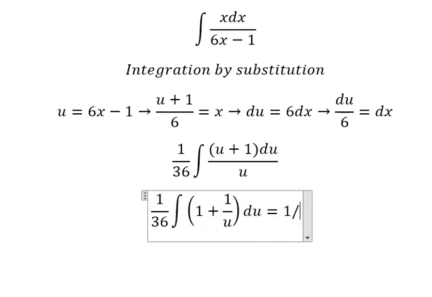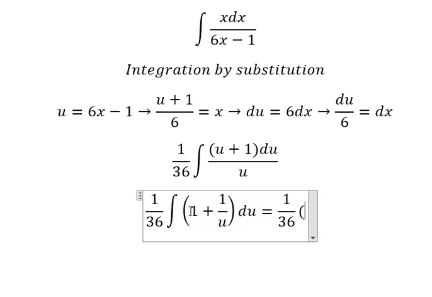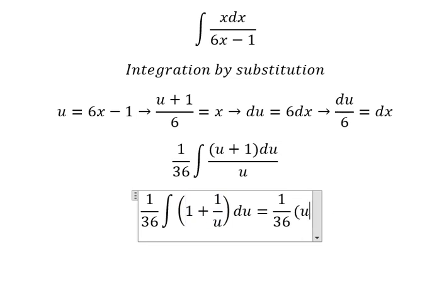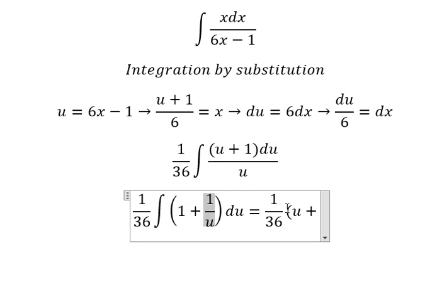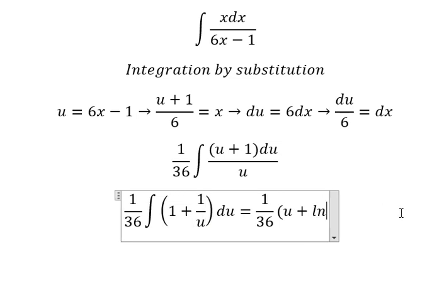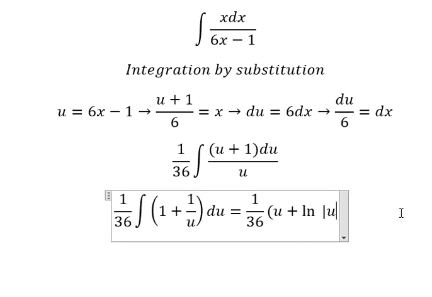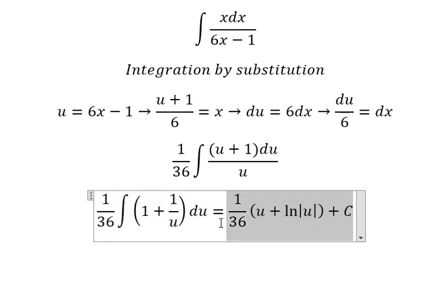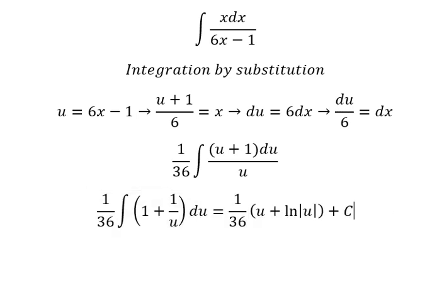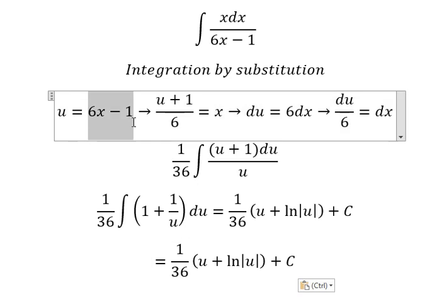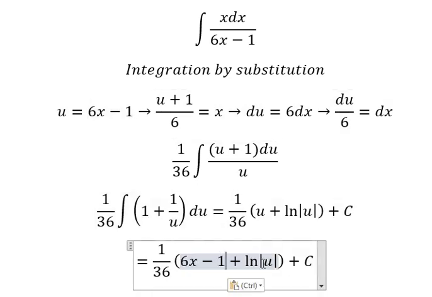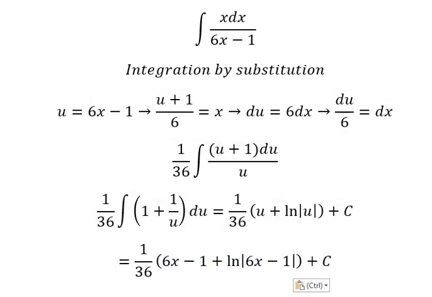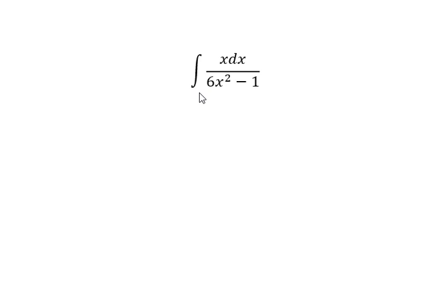And now we have the final answer. The integration of 1 is u. This one is the natural log of the absolute value of u, and I will put plus C. For u, that is this one. Now let's go to the next one.